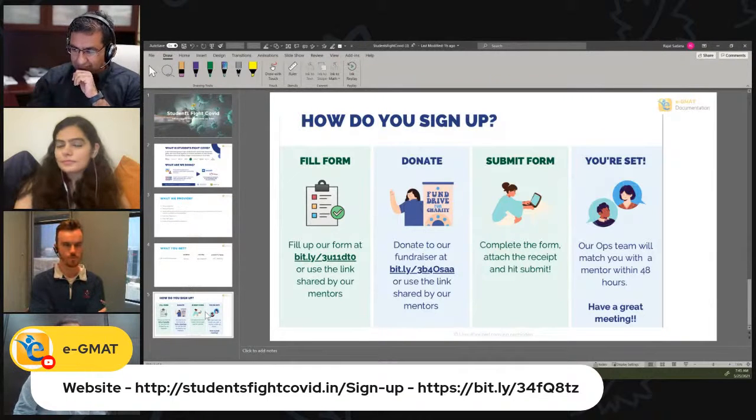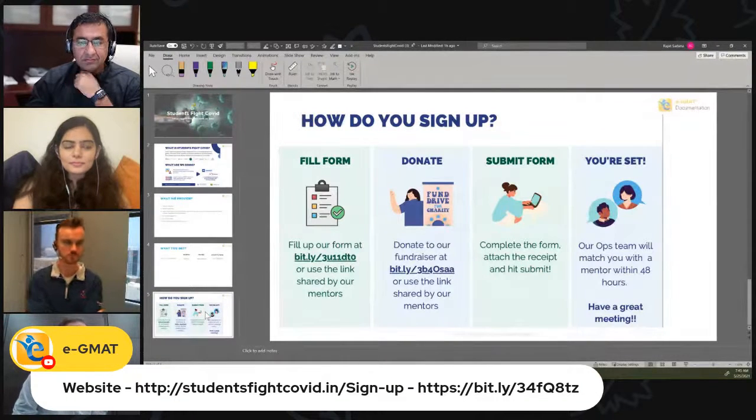And once you submit your form, within a 48-hour time period we're going to set you up with one of our mentors, because we have a huge team of 250 volunteers who have come from across different campuses and would be happy to help you with all the queries you have.